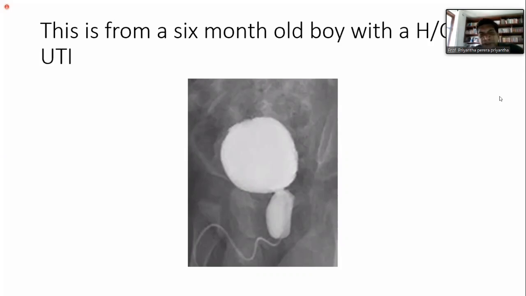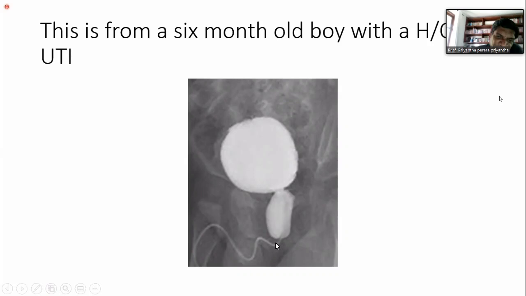Right. So this is a micturition cystourethrogram. Some people call it a voiding cystourethrogram as well. So why do you say it's an MCUG? Why can't it be an IVU? Anybody? So the catheter is in. Yeah, good. That's a catheter. You can see this is the catheter. You don't put a catheter in for an IVU.